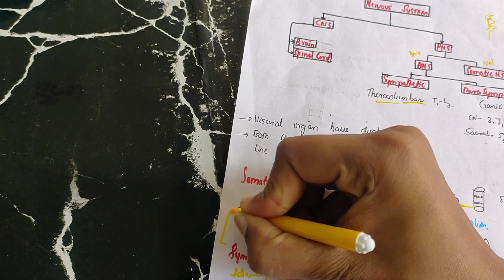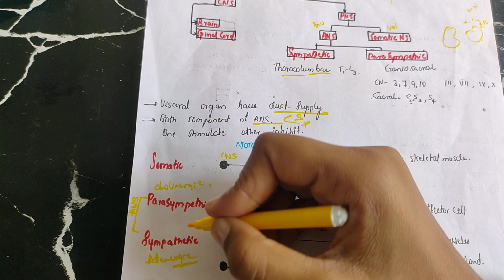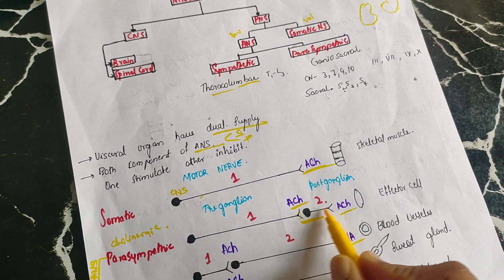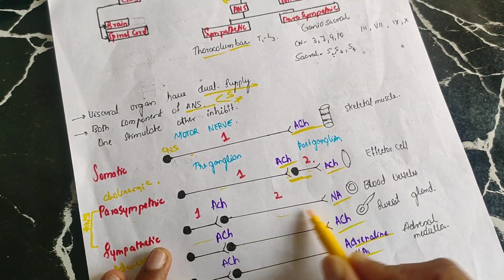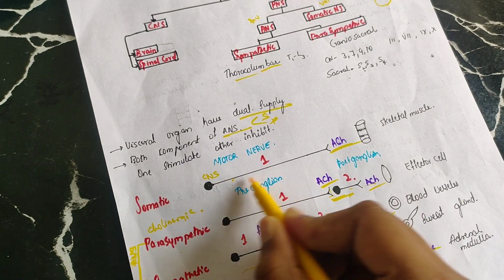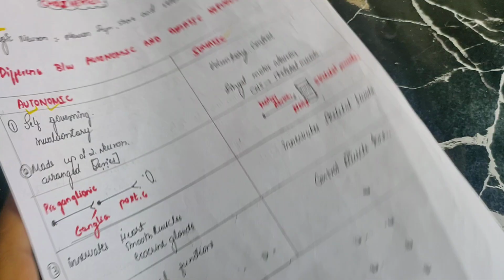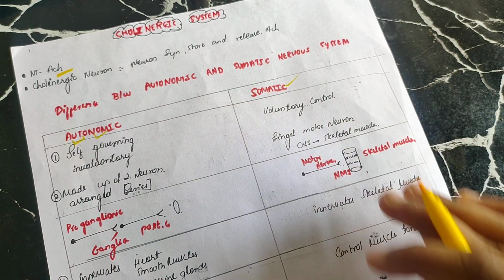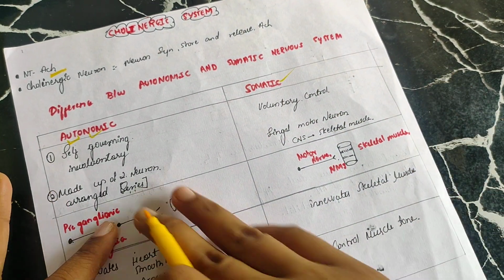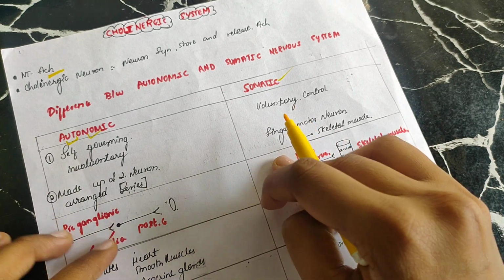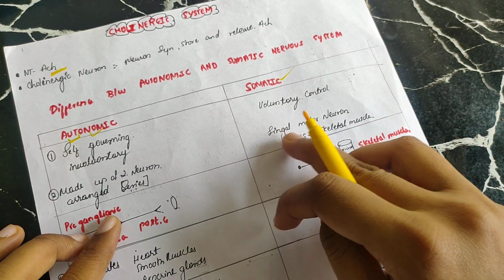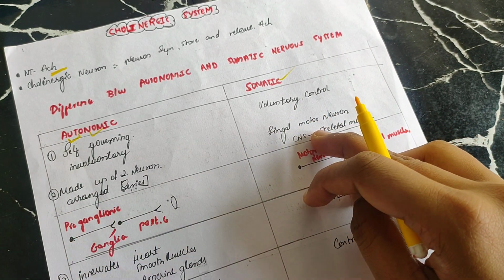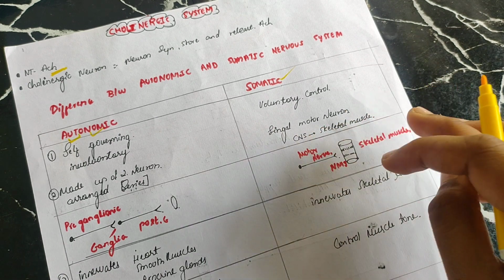They are made up of two neurons, as I have shown in this image. These two are included in ANS, autonomic nervous system, that is sympathetic and parasympathetic. Both have two neurons, 1 and 2. Whereas in the somatic nervous system, only a single neuron is there. This one is made up of two neurons, whereas this is made up of a single motor neuron. Here two neurons are arranged in series, that is one after the other. This single motor neuron, as the name says, comes from the CNS to the skeletal muscles.